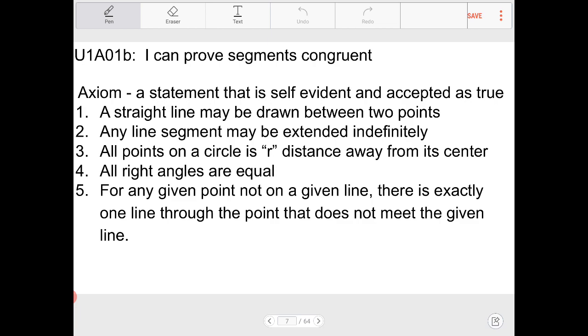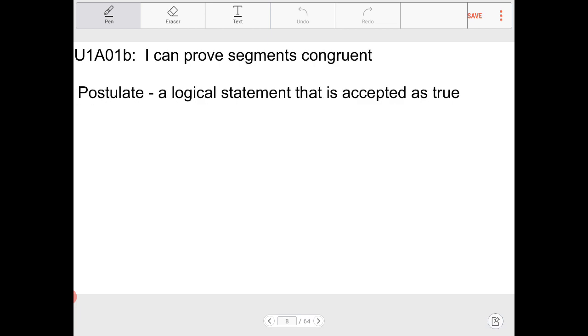But we can't just have 5 individual facts. We need other things to help us make connections between these 5 things. And to do that, we need something called postulates. Now, a postulate is a logical statement that is accepted as true. We're going to get into some postulates in a moment, okay? But again, it is a logical statement that is accepted as true.